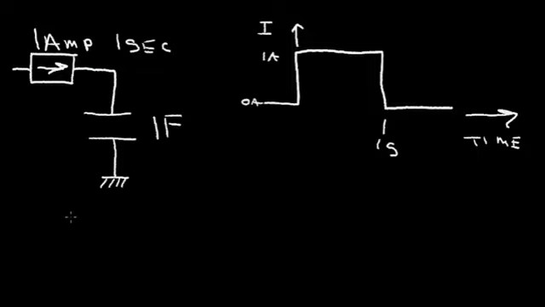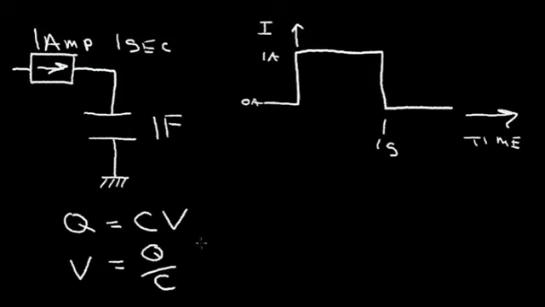Now we know that the charge in the capacitor is equal to the capacitance, which in this case is 1 farad, times the voltage across the capacitor. So solving for voltage, we can say the voltage is equal to the charge divided by the capacitance. So let's try to determine the voltage across the capacitor.